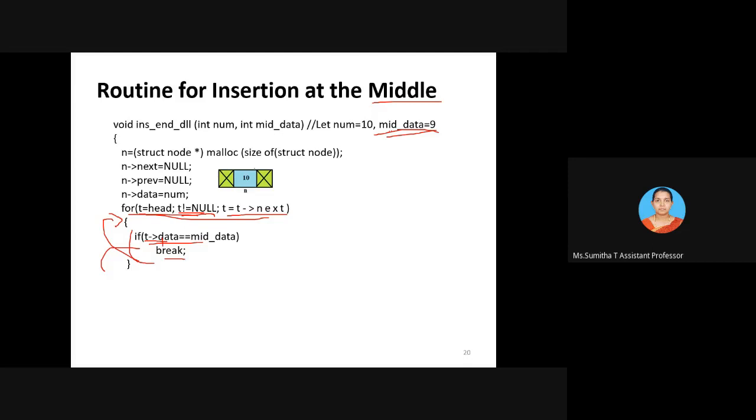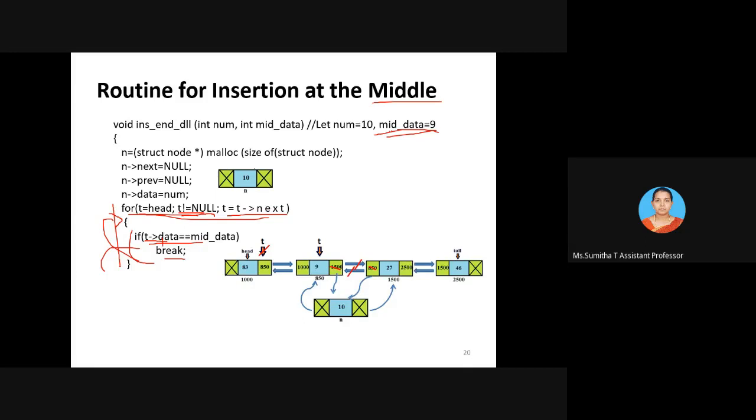So I'm traversing from the head node to the tail node. This is the process happening in the for loop. So, what will be the next step?